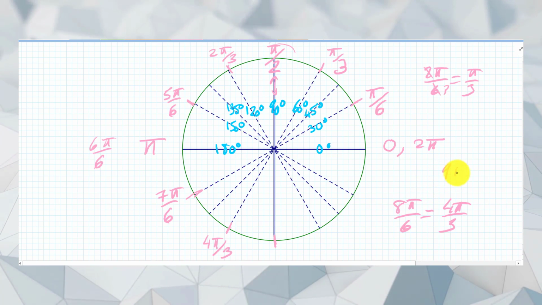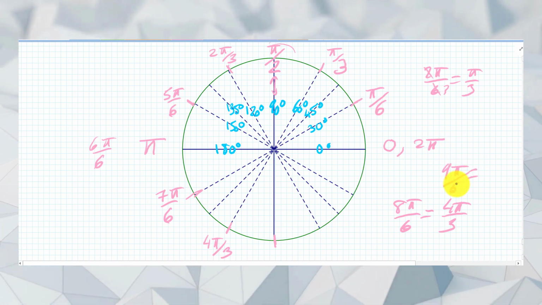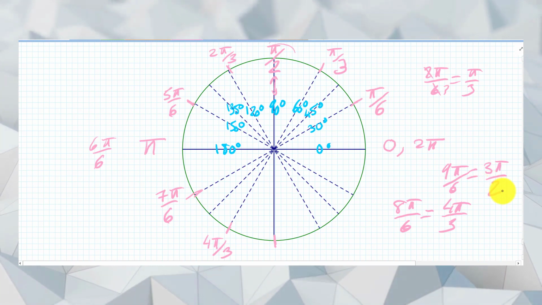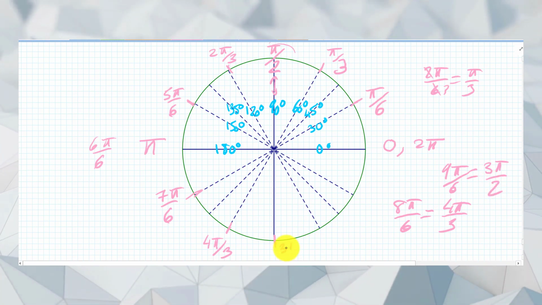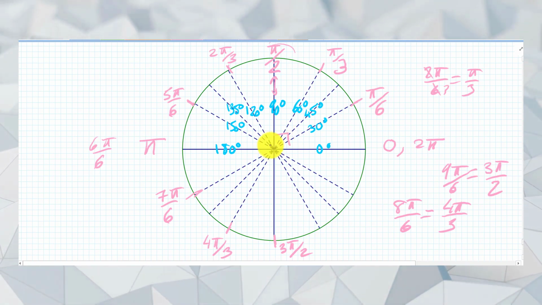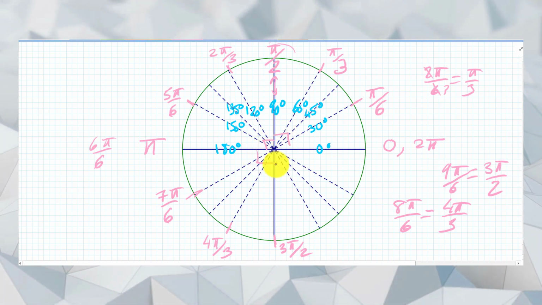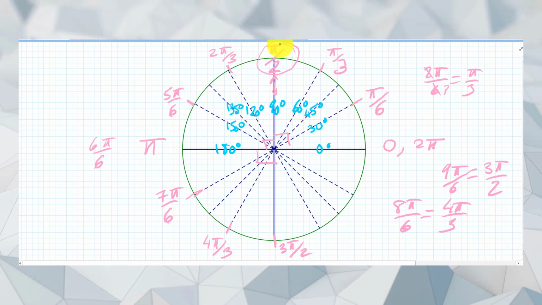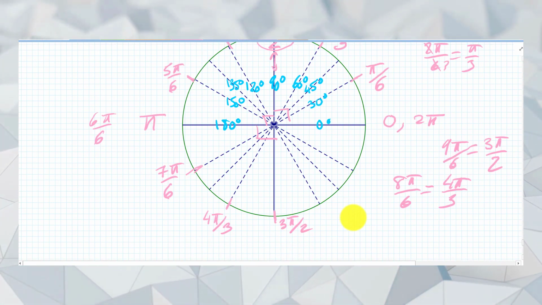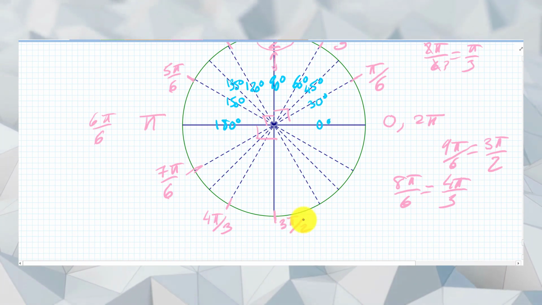Okay, what is 9 pi over 6? 9 pi over 6 divided by 3 both sides. 3 pi over 6 by 3, 2. 3 pi over 2. We had come up with this one by counting the right angle. 1 right angle, 2 right angle, 3 right angle. 1 right angle is pi over 2, so 3 right angle is 3 pi over 2. Okay, so that was 9 pi over 6.